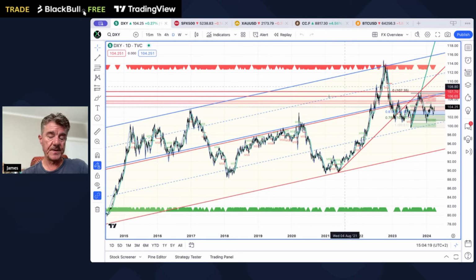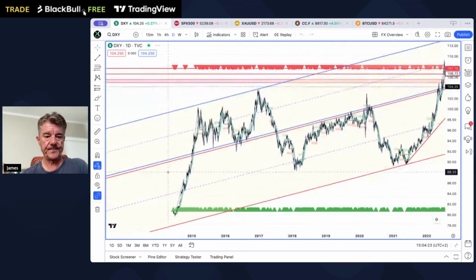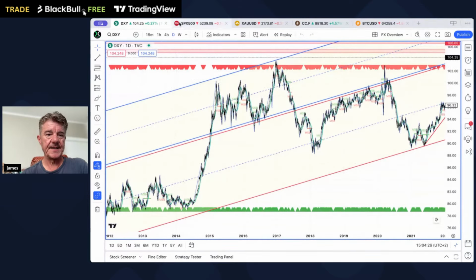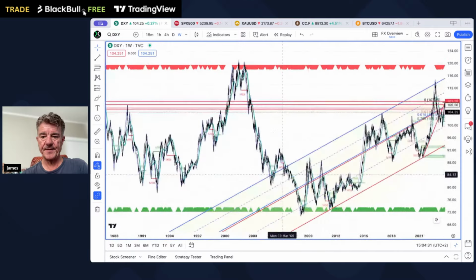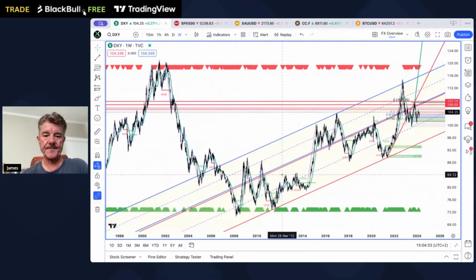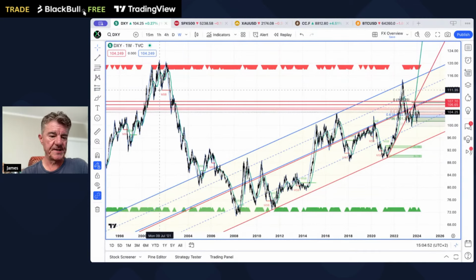Look at this long-term channel. This goes back to 2015. And I could actually pull this. I'm not sure how far I can go back on here. Let's try to get this onto a weekly chart, see if this makes sense. So there's the weekly chart for the dollar index, made up mainly of the euro, the pound, Swiss franc, Japanese yen, and Norwegian krona. It's going up. The dollar is showing strength. So this idea of dollar weakness is not shown on the charts. Yes, it's weaker than it was in 2000.